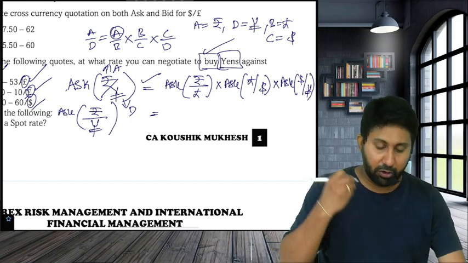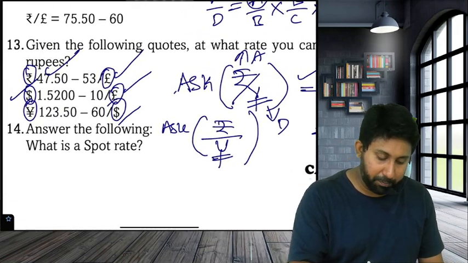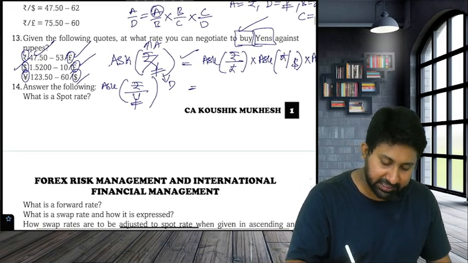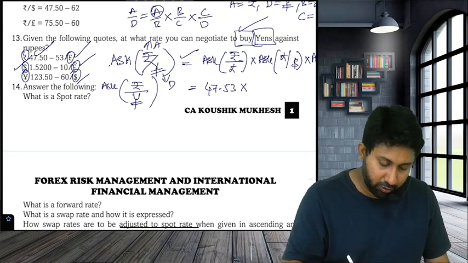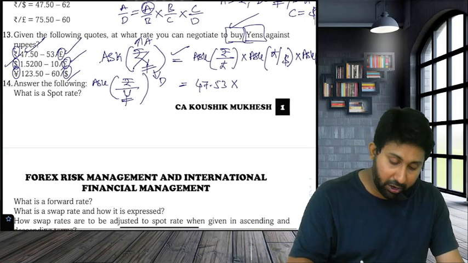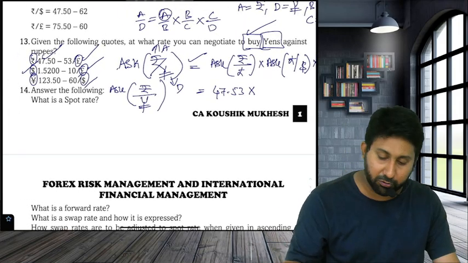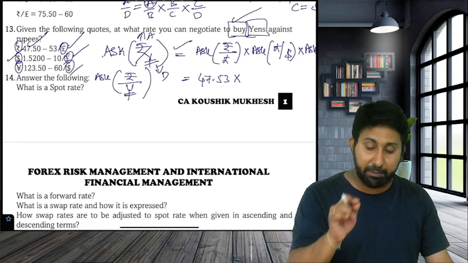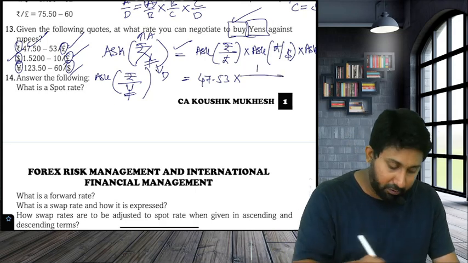Okay. So now see the question. Ask of rupee by pound. What is the ask of rupee by pound? Number of rupees per pound. Ask how much? 47.53 into ask of pound by dollar. The question is given in dollar by pound format, but we want pound by dollar. What to do? 1 by bid of dollar by pound. What is the bid of dollar by pound?